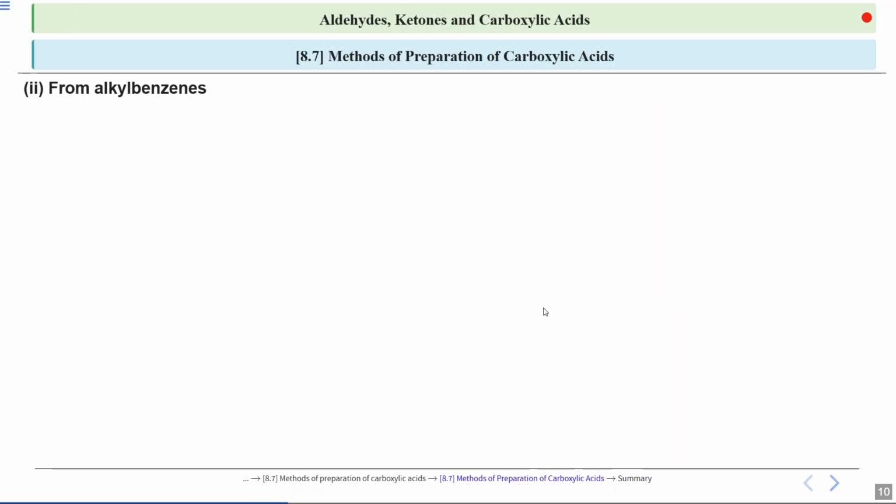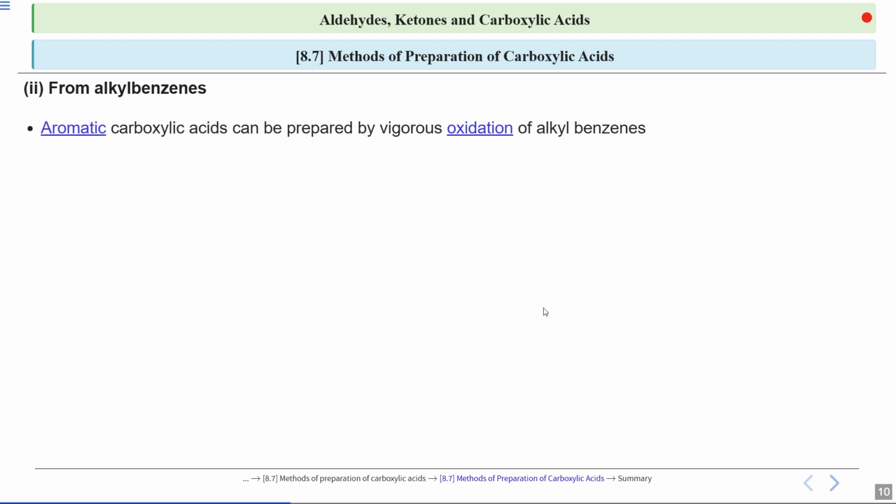Now we studied the first method. Now we are going to see the second method. Here we are going to see how aromatic carboxylic acids can be synthesized from alkyl benzenes. This also involves oxidation. Aromatic carboxylic acids are formed through the vigorous oxidation of alkyl benzene. This means we are adding oxygen to the molecule, which is changing its structure significantly.